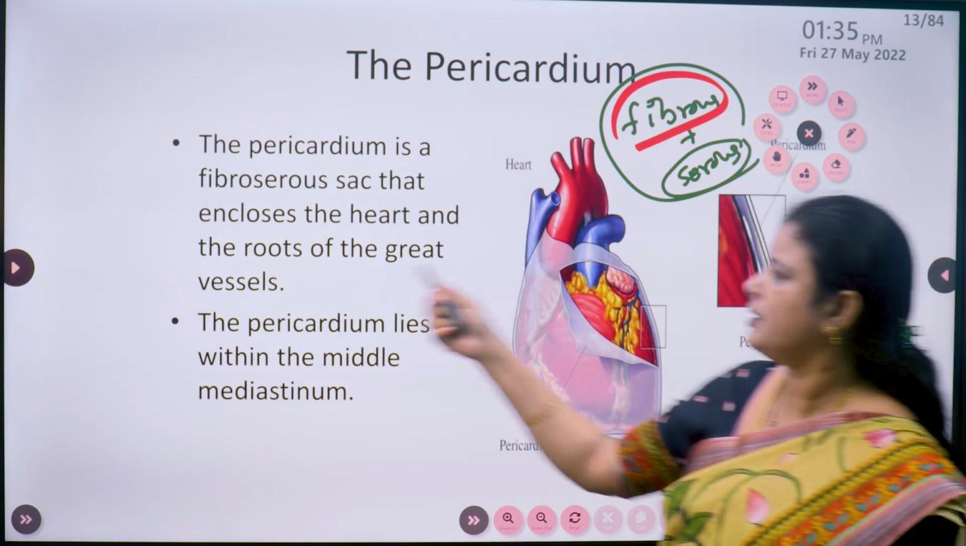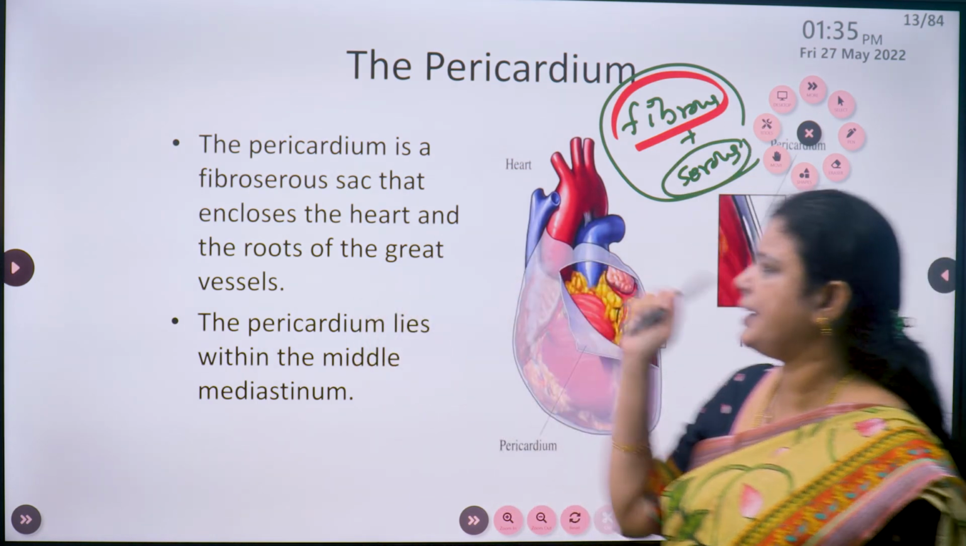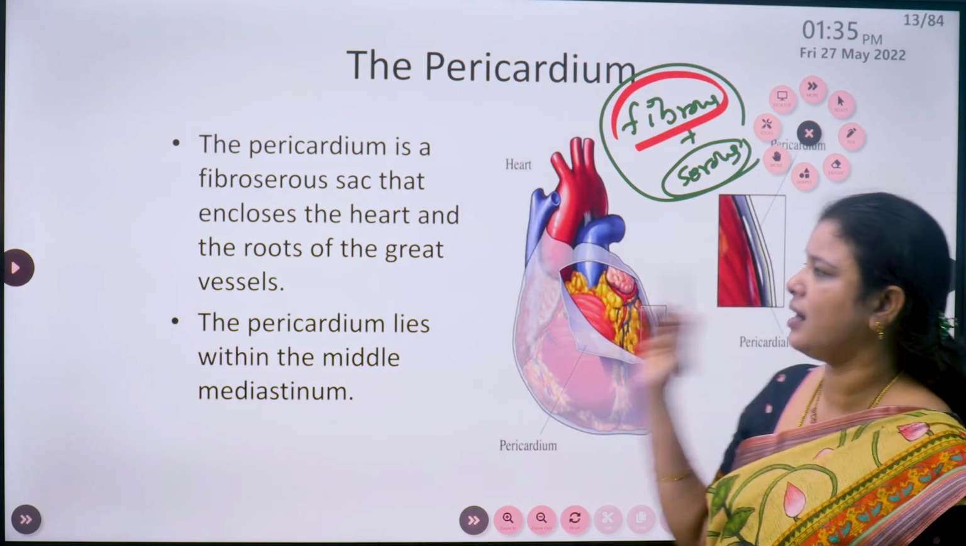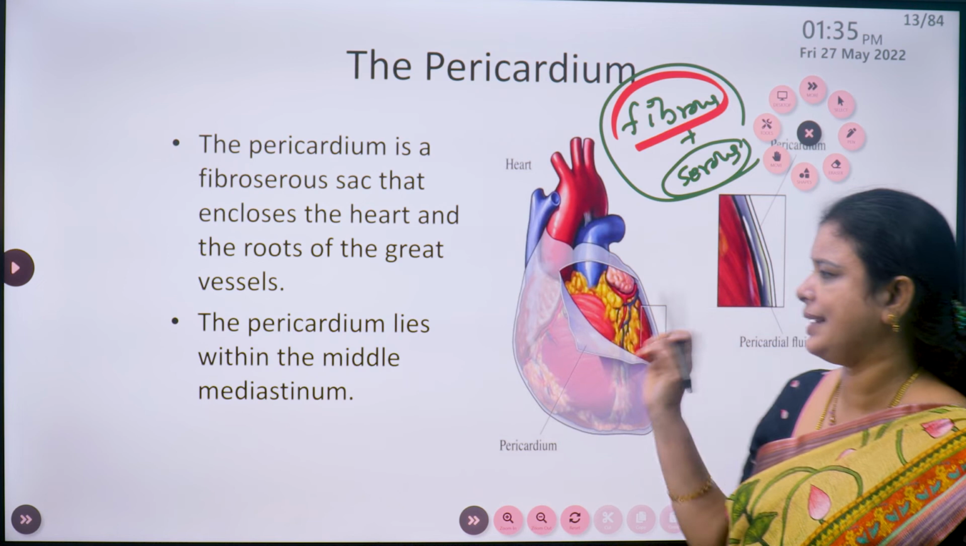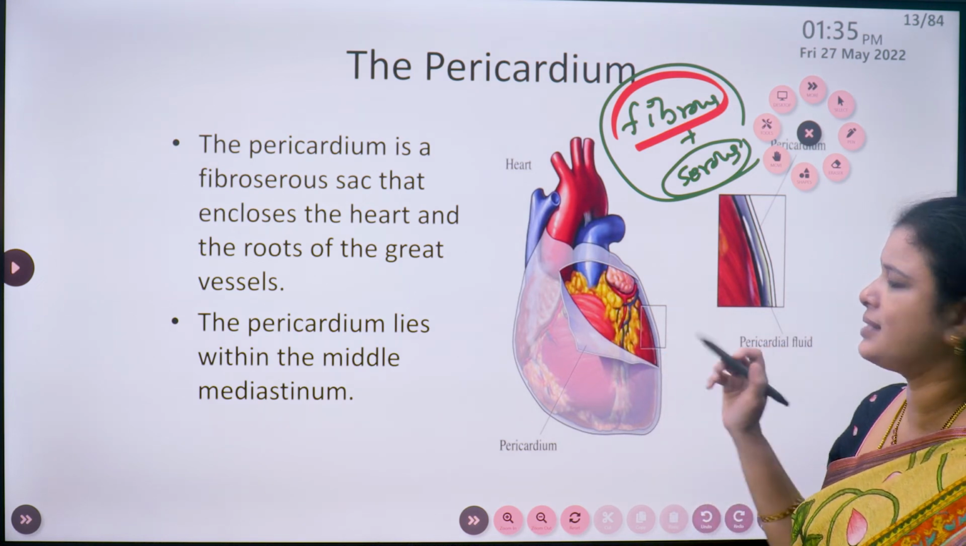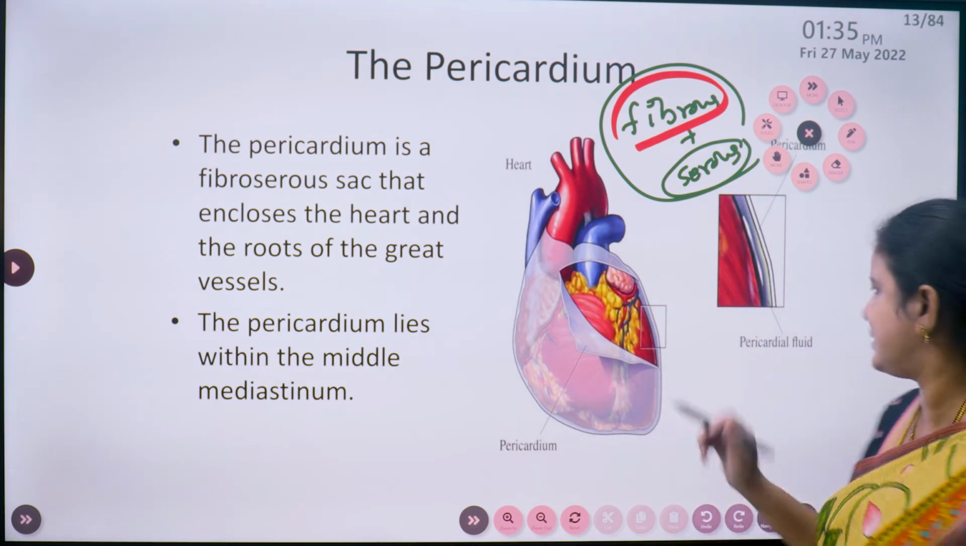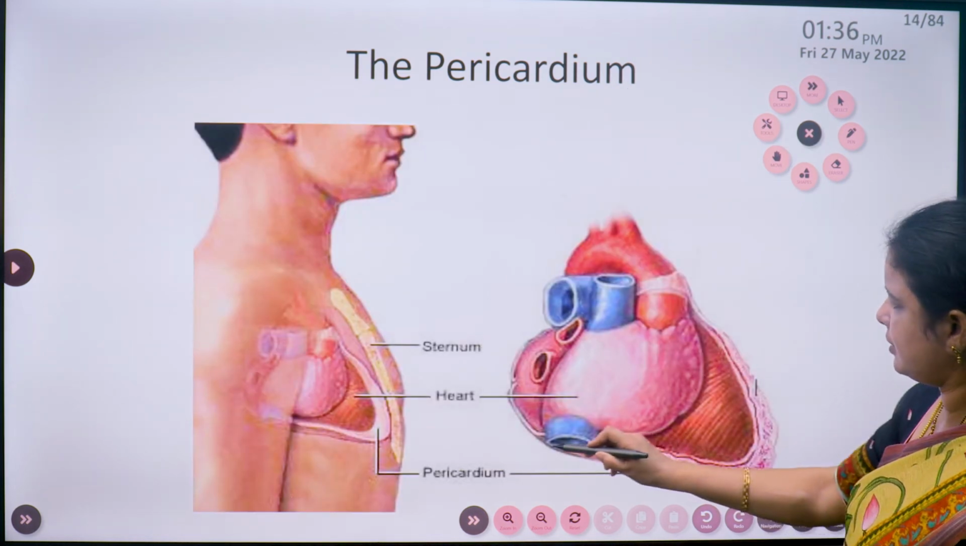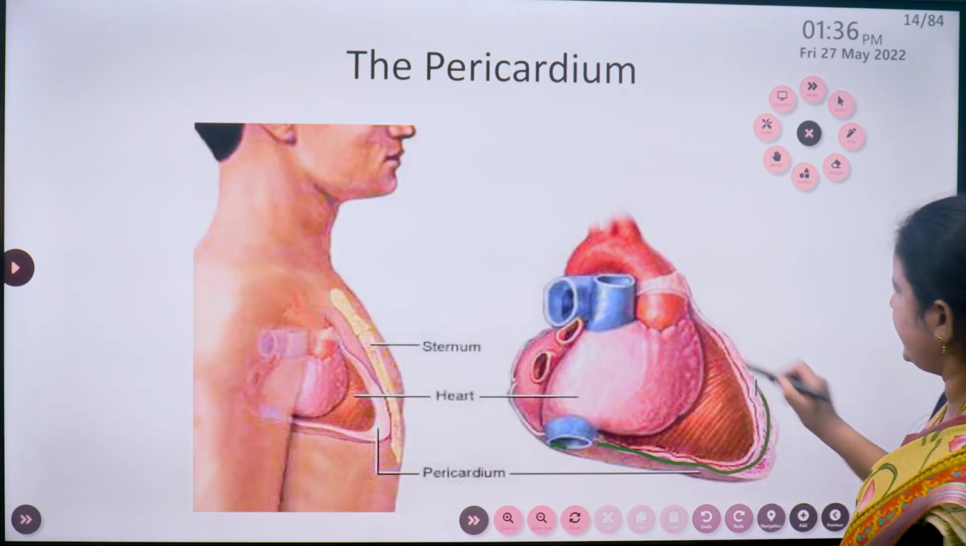The pericardium is a fibroserous sac that encloses the heart and the roots of the great vessels. The pericardium lies within the middle mediastinum. So you can see this is the pericardium.